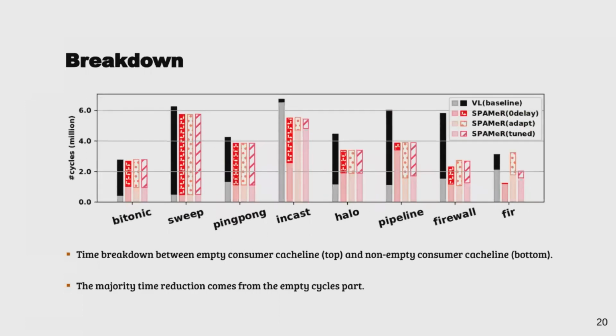We show a time breakdown here. The top part of the bars is for the cycles when consumer cache lines are empty, and the bottom part is for non-empty cache cycles. We can see for those benchmarks that SPAMeR gets good time reduction. The time saved is mainly on those empty cycles. That is kind of expected, right? Because SPAMeR fills the empty consumer cache lines earlier, so it is those empty cycles that got shortened.